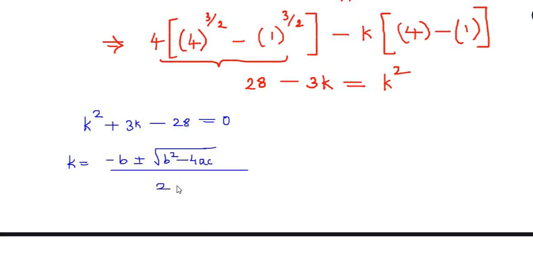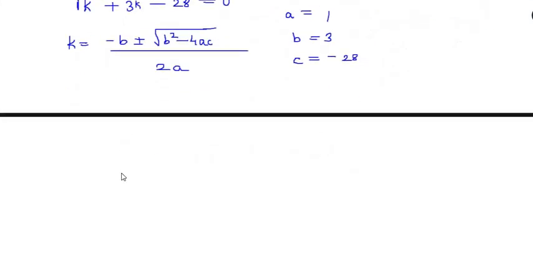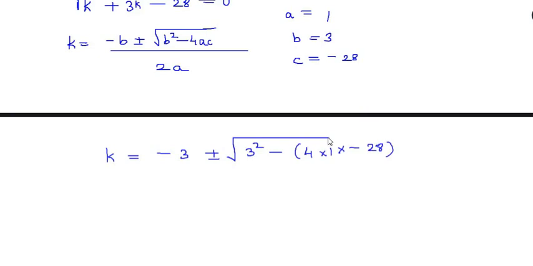divided by 2a. So here we have a is equal to, the coefficient of k square is 1, so 1 here, b we have 3, and c we have minus 28. So let us substitute and check what we get. k equal to minus 3 plus minus square root of 3 square minus 4 into 1 into minus 28. Whole thing divided by 2 times 1.